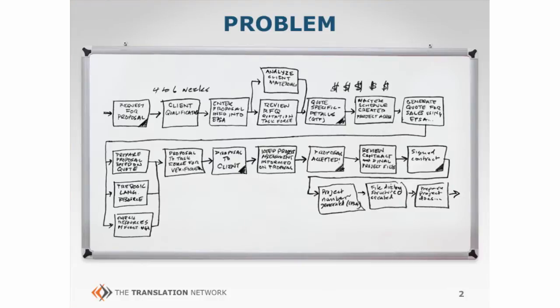And we're going to talk a little bit about the traditional translation problem. Translation is typically very slow and expensive. It can cost up to 25 cents per word and take quite a bit of time, as you can see in this diagram of the different steps for getting something translated.